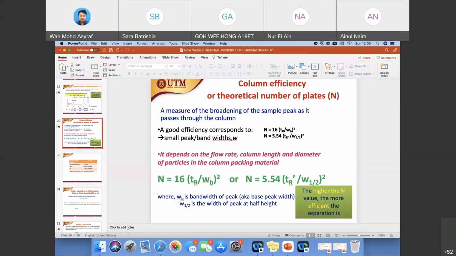It is by this formula: N equals 16 times retention time divided by the width squared, or when you are given the width at half height, you use 5.54. The retention time, tR apostrophe here, what is tR apostrophe? Why is this tR and this tR apostrophe? What are the differences?